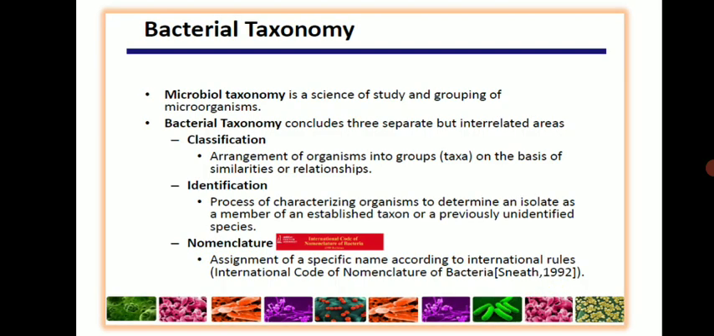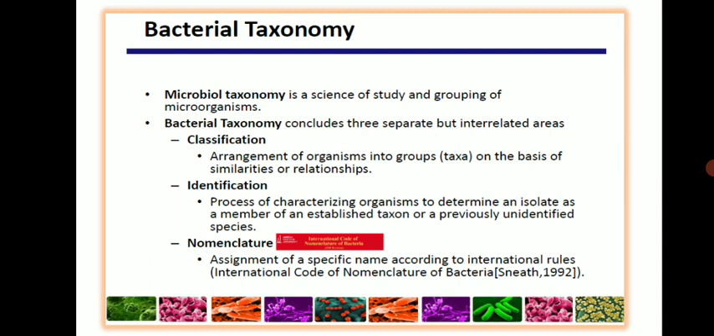Microbial taxonomy is the science of study and grouping of microorganisms. Bacterial taxonomy includes the same steps: classification, identification and nomenclature, three separate but interrelated areas. Classification is nothing but the arrangement of organisms into groups or taxa on the basis of similarities or relationships.